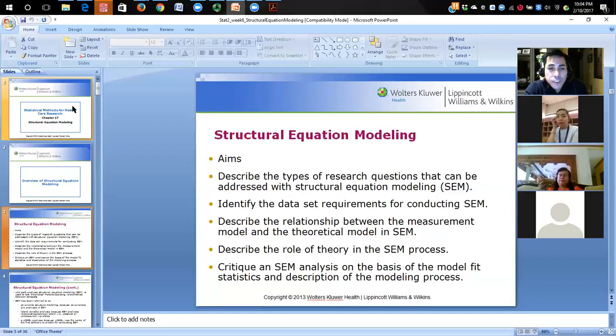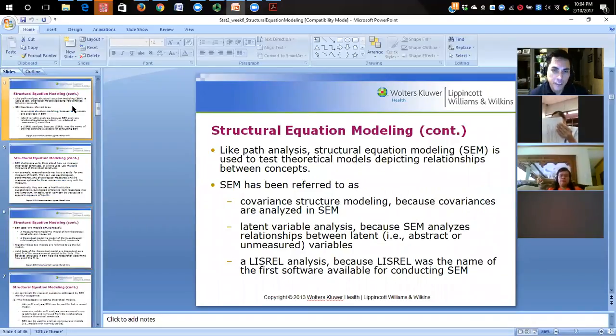Structural equation modeling describes the role of theory in the structural equation modeling process. One of the critiques of structural equation modeling analysis is on the basis of the model fit statistics, and I will try to explain this a little bit more later. Structural equation modeling, like path analysis, is used when you want to test theoretical models depicting relationships between concepts.